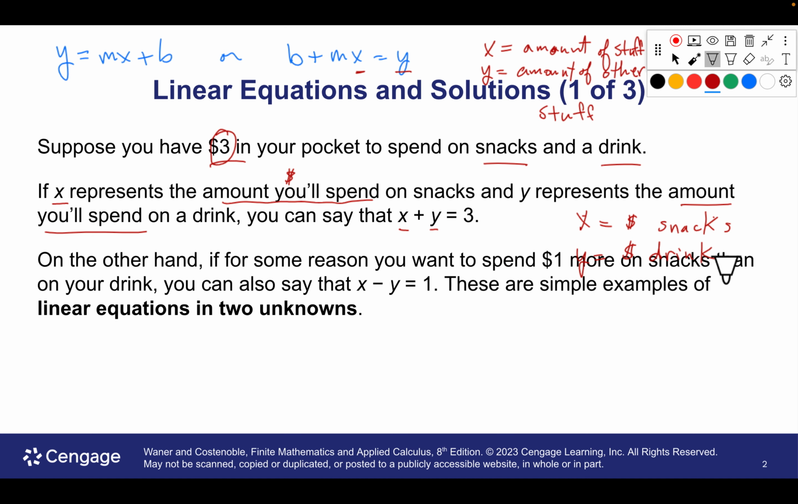There's also various ways we could define this. Also, we might want to say we can spend $1 more on snacks than drinks. So then you would say this, that if you take what you spent on the snacks, subtract the drink, that you'll have $1 left over. So it's a linear equation. It's, again, just another example of what might be done.